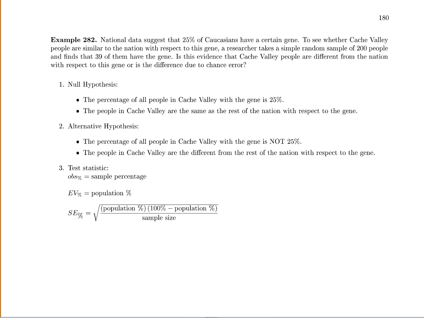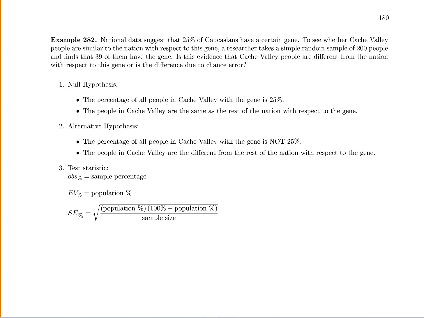Okay, national data suggests that 25% of Caucasians have a certain gene. To see whether Cache Valley people are similar to the nation with respect to this gene, a researcher takes a simple random sample of 200 people and finds that 39 of them have the gene. Is this evidence that the Cache Valley people are different from the nation with respect to this gene, or is the difference due to chance error?